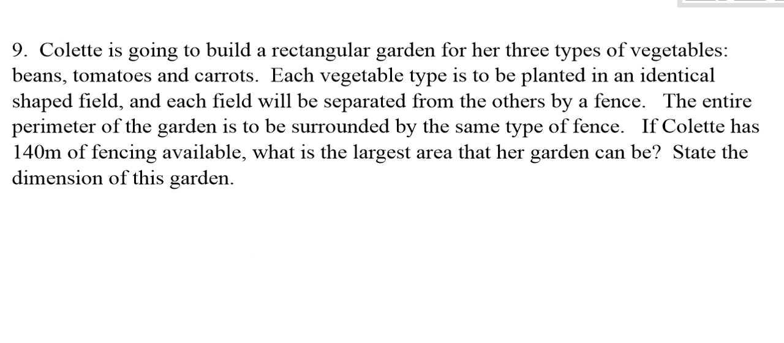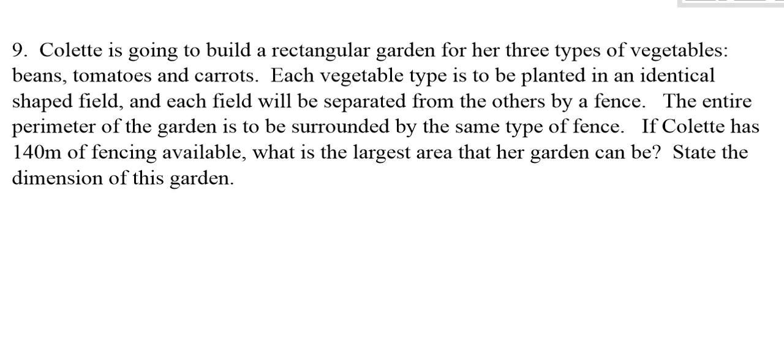Ooh, a long one. Let's see what it says. Colette is going to build a rectangular garden for 3 types of vegetables: beans, tomatoes, and carrots. Each vegetable is to be planted in an identical shaped field, and each field will be separated from the others by a fence. The entire perimeter of the garden is to be surrounded by the same type of fence. If Colette has 140 meters of fencing available, what is the largest area that her garden can be? State the dimension of this garden.